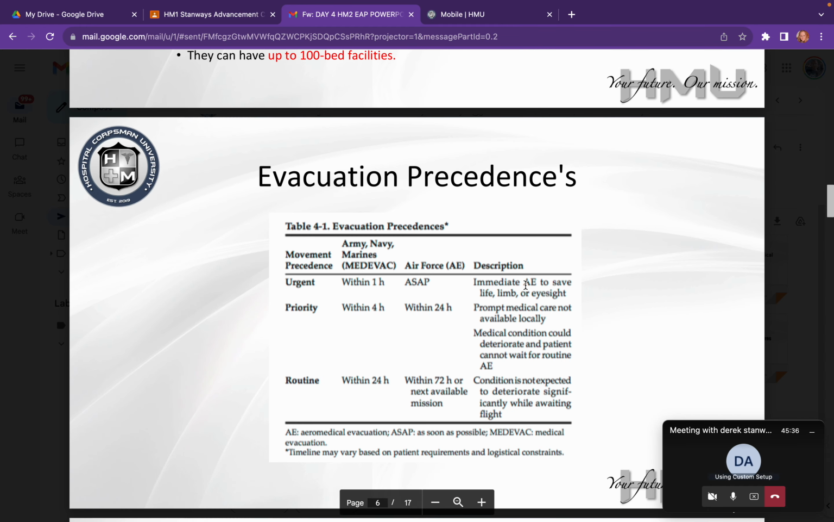So evacuation precedences: urgent, priority, routine. Everyone knows the difference between each. Do I need to go into detail on those? Just make sure you star those to know the time frames: 1 hour, 4 hours, and 24 hours. Anything routine usually has 24 attached to it anyway.